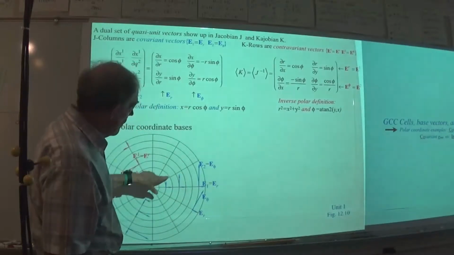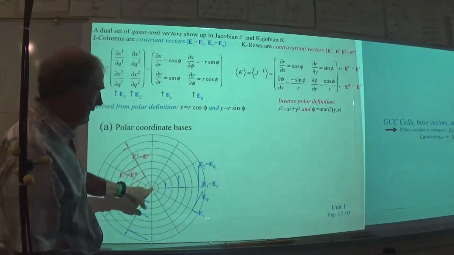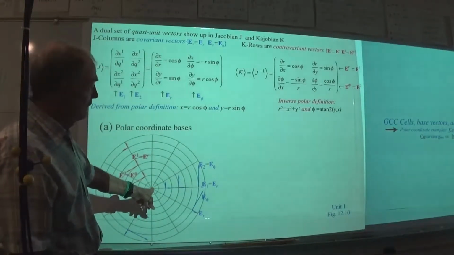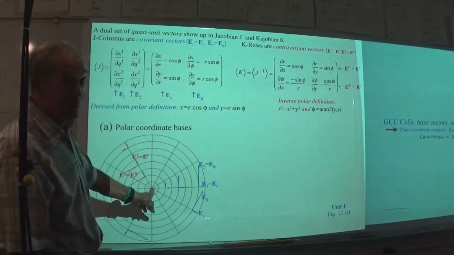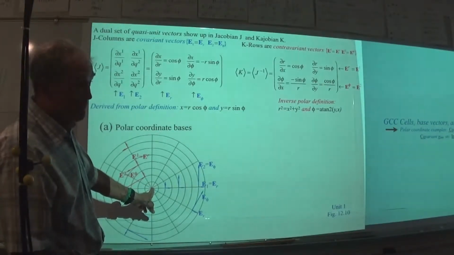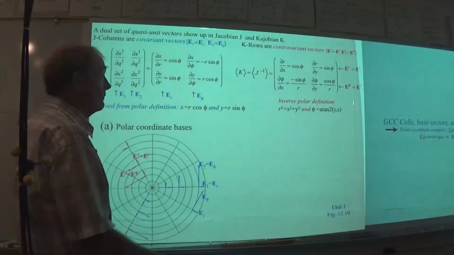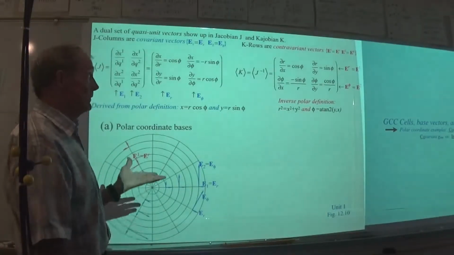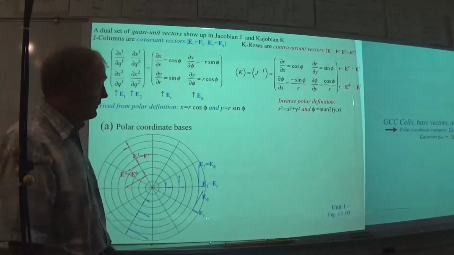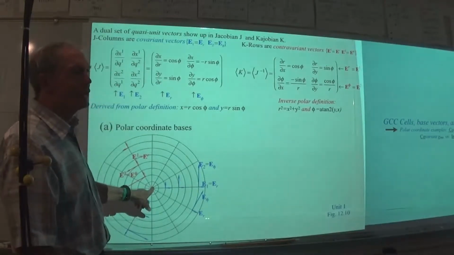That means orthogonal curvilinear coordinates. And you can see they all meet at right angles except right here. That's a singularity in the Jacobian right there. But everywhere else, to infinity, this is golden. It's just right there. That thing goes berserk.